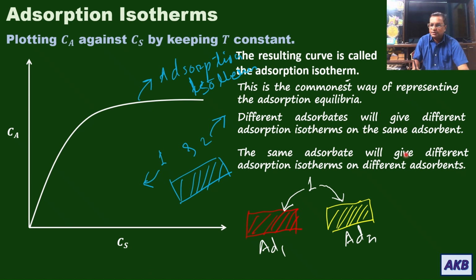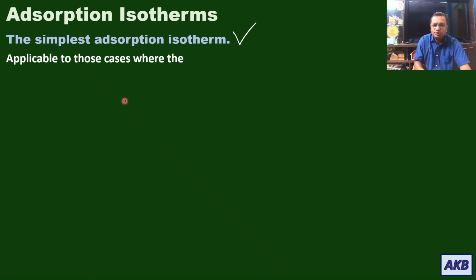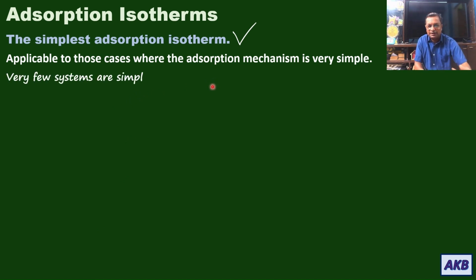Okay, so let us move ahead. There are many adsorption isotherms. First is the simplest one, which I had discussed in my previous video. This is applicable to those cases where the adsorption mechanism is very simple, and such simple cases are very rare. Very few systems are simple. So you can apply this simplest adsorption isotherm only to such few simple systems. I have discussed this in my previous video.